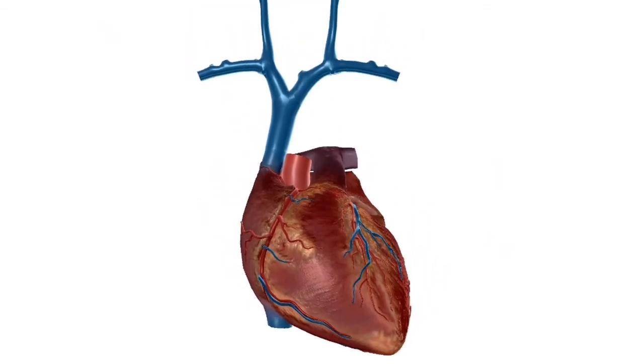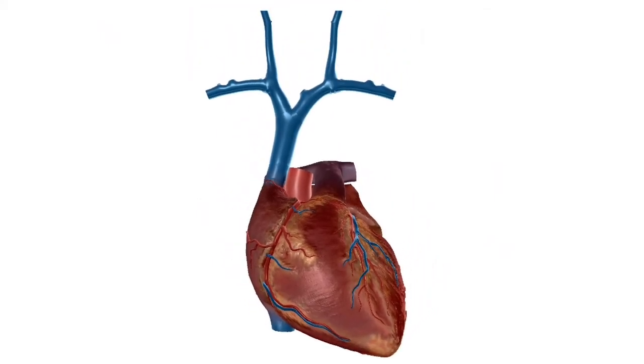Next, about the left border. It is an ill-defined convex border and it extends from the left auricle to the apex of the heart with the convexity directed upwards and to the left.